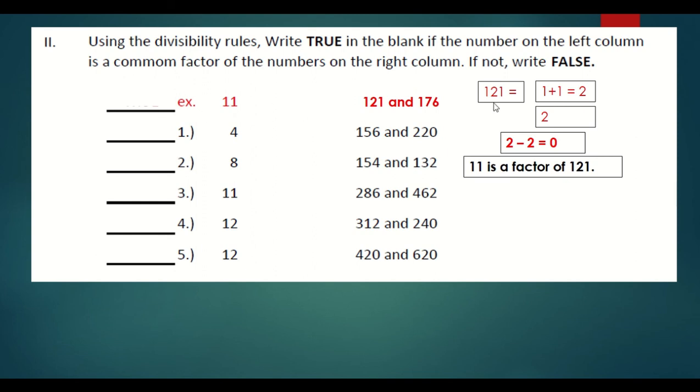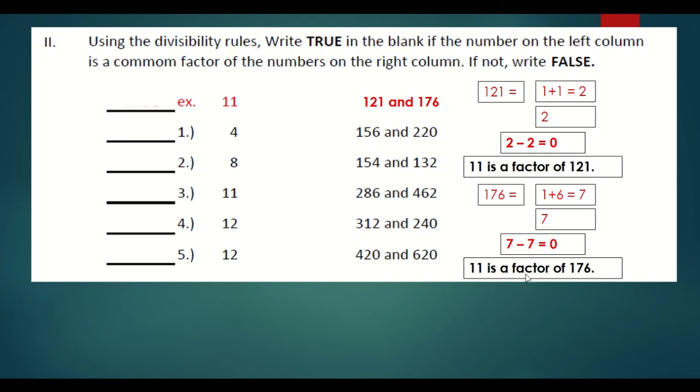Is 11 a factor of 176? So let's find out. We're going to add the alternate digits. 1 plus 6 equals 7. The other one has no partner, so we have 7. We're going to subtract 7 minus 7 equals 0. 11 is a factor of 176. So it means 11 is a common factor of 121 and 176. So your answer will be true.